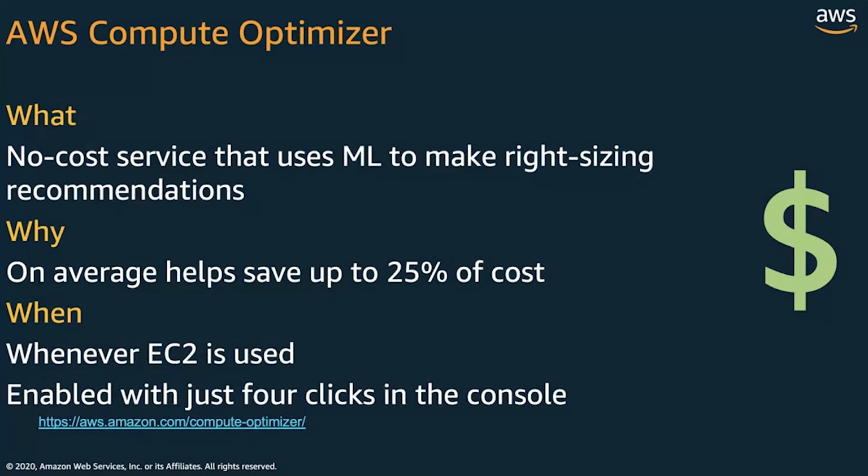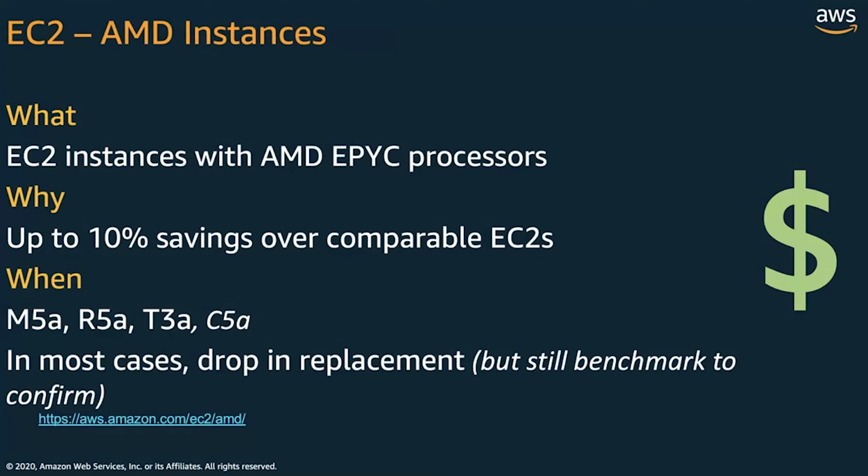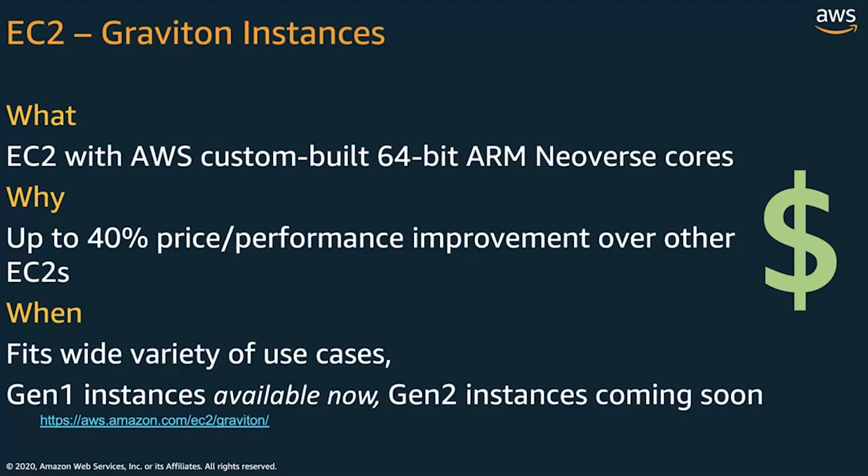So we have the AWS Compute Optimizer, which is a no-cost service. It uses machine learning to make right-sizing recommendations. Rather than using Intel-based instances, you can use their AMD equivalents. Those families of instances usually have the small letter A after them, so you can see M5As and C5As there. In most cases, they're a drop-in replacement, but they're more cost-effective, up to a 10% cost saving over comparable EC2 instances.